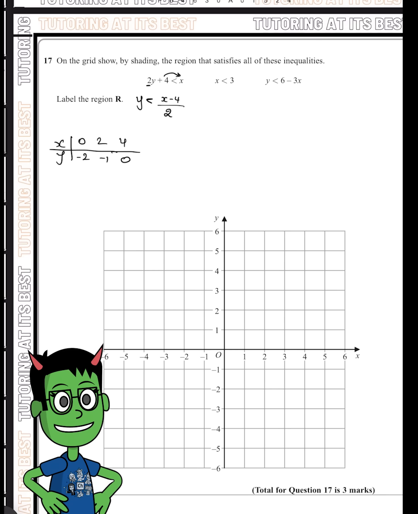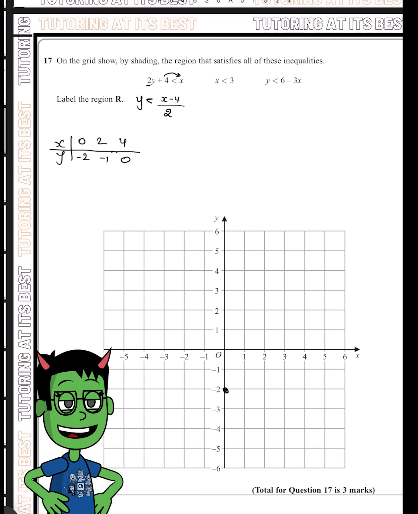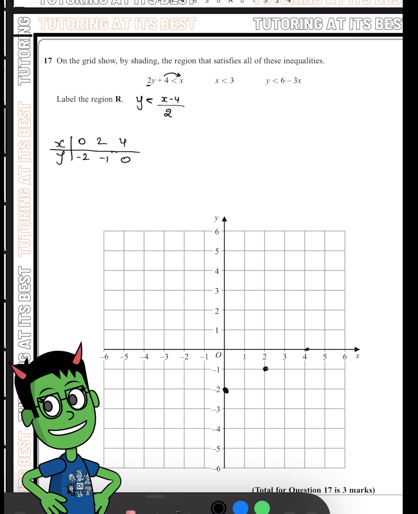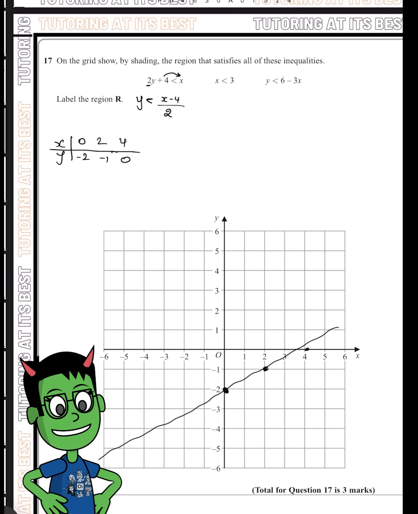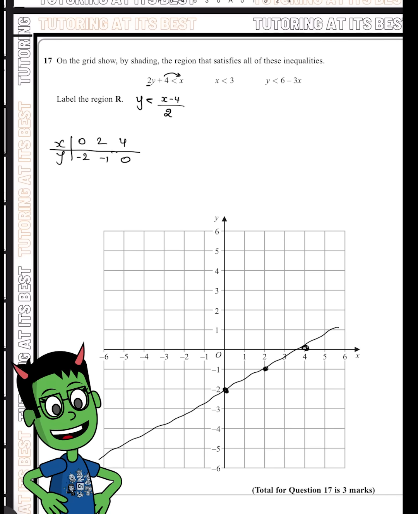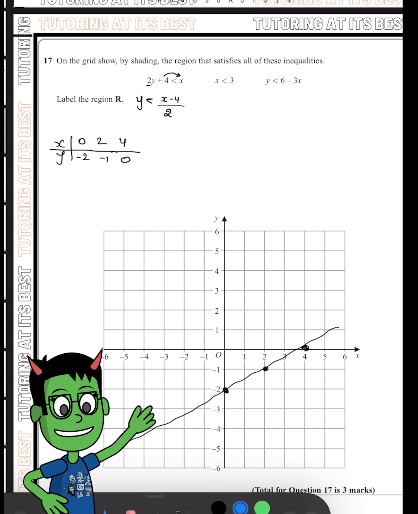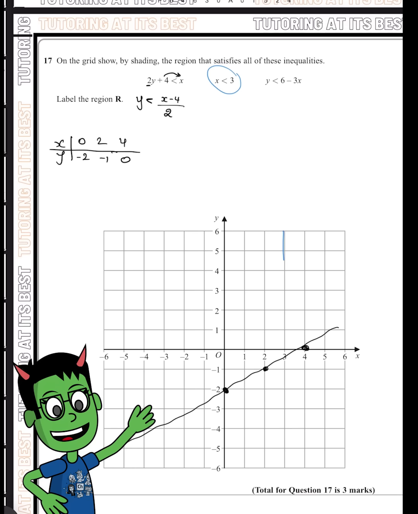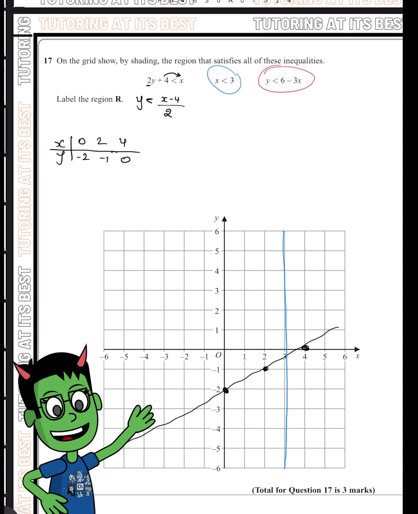On the basis of this, let's go ahead and plot our graph here. So we'd have (0, minus 2), (2, minus 1), and (4, 0). So again, we can go ahead and stretch the line over right away, and we're good to go. Marvelous. Okay, with that being said, let's go ahead and now do our x is less than 3. I'll use blue for this one, and I'll go ahead and circle it and bring it all the way down.